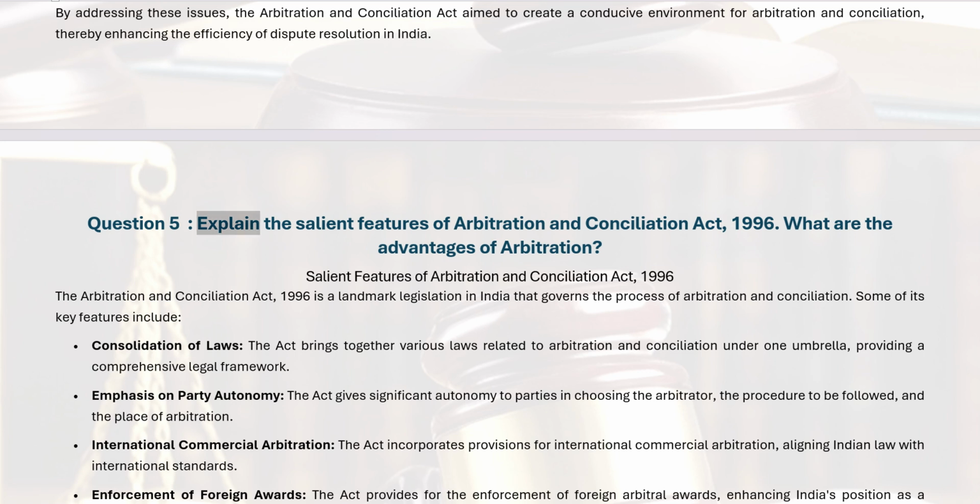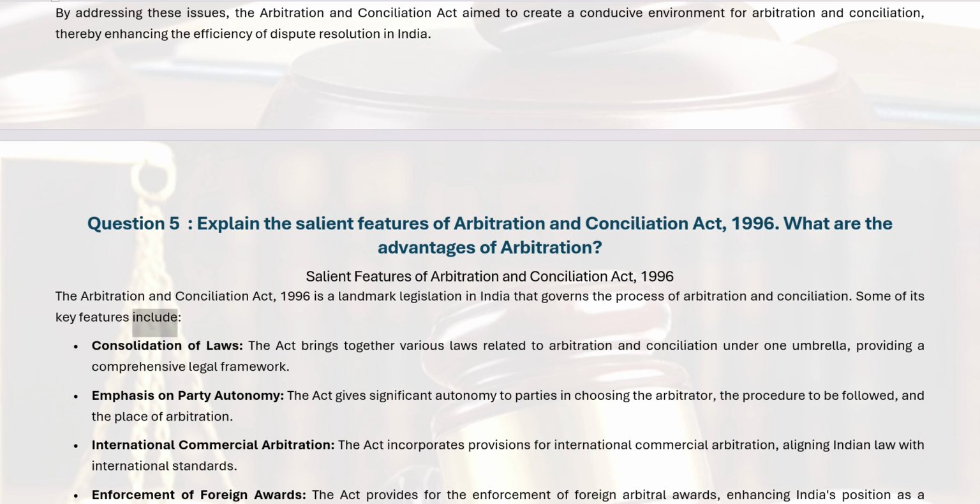Question 5. Explain the salient features of Arbitration and Conciliation Act, 1996. What are the advantages of arbitration? Salient features of Arbitration and Conciliation Act, 1996. The Arbitration and Conciliation Act, 1996, is a landmark legislation in India that governs the process of arbitration and conciliation.